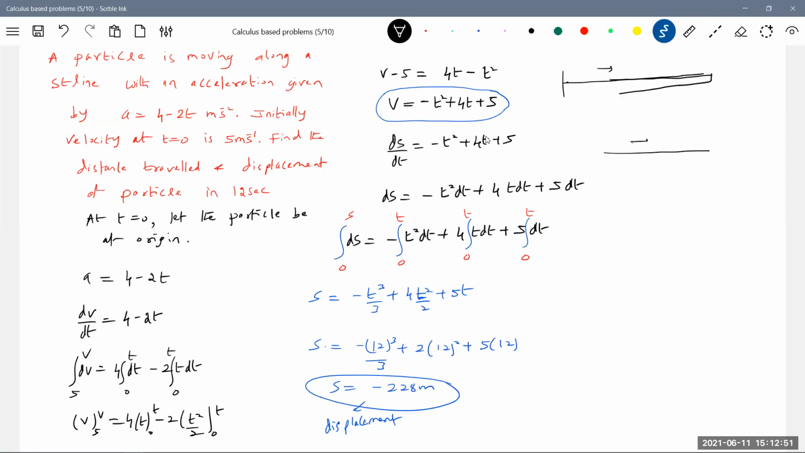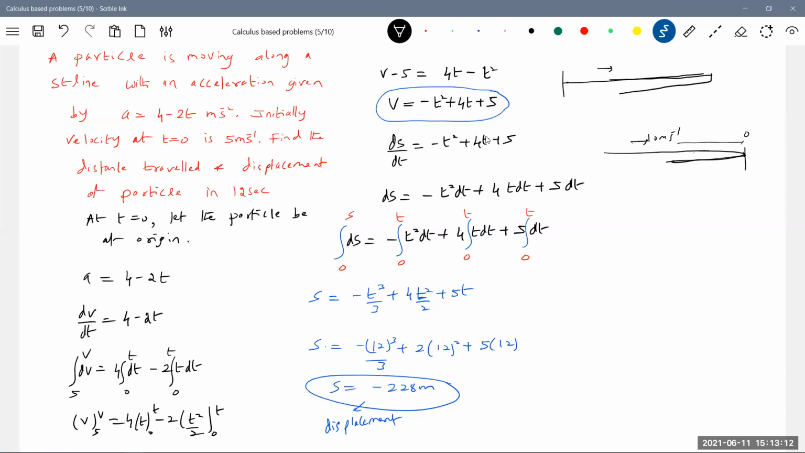You'll be moving with a certain 10 meters per second. To return back, your 10 meters per second should decrease and become 0 somewhere. Then you'll start moving towards the left. So for an object to change the direction of motion, what is the necessary condition? Somewhere velocity should be 0 during the motion.